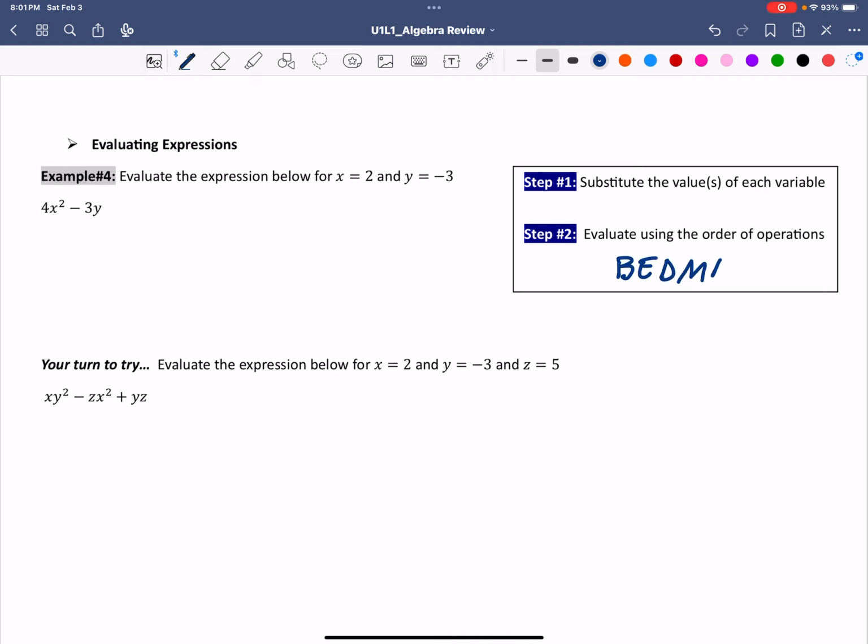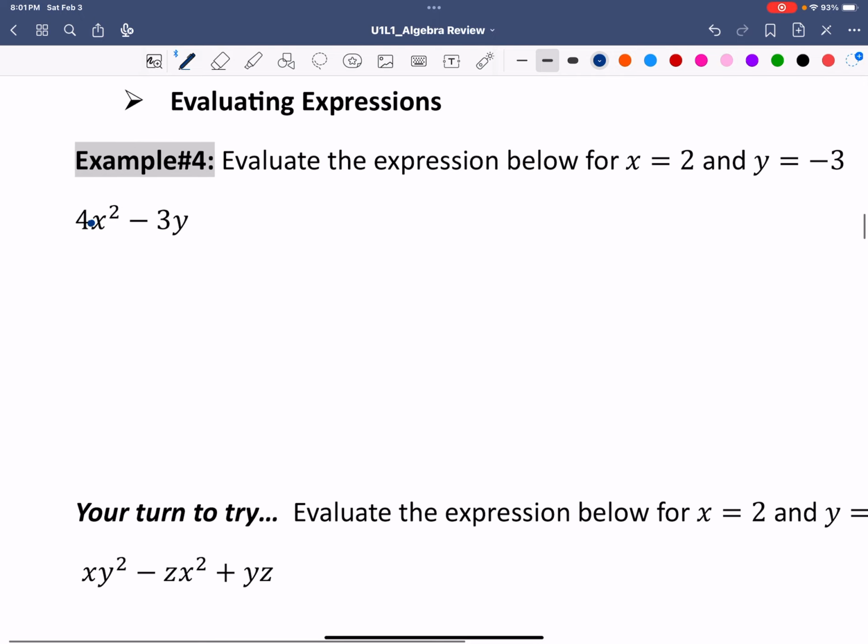So let's take a look at our exercise. We have 4x squared minus 3y. So the idea is that 4 is multiplying x squared in here and then minus 3 multiplied by y. The value of x is 2. The value of y is negative 3. So wherever we see x, we'll substitute it with number 2. And wherever you see y, you replace it with negative 3.